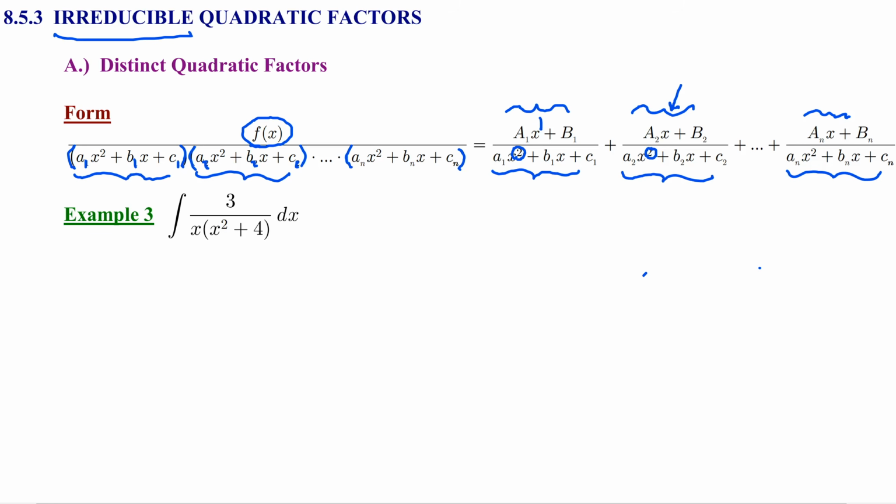Let's try the integral of 3 over x times x squared plus 4 dx. This is a seemingly simple rational function, but notice it will not fit any of the categories that we've studied up to this point. So looking at the denominator, it is in factored form. We have a unique linear factor, and then we have an irreducible quadratic factor that cannot be factored any further over the real numbers.